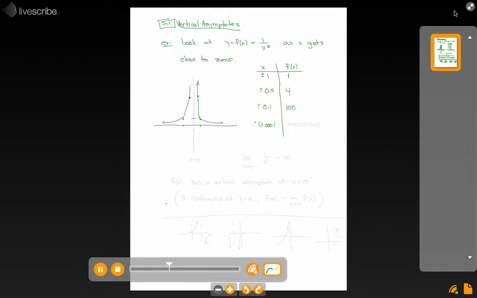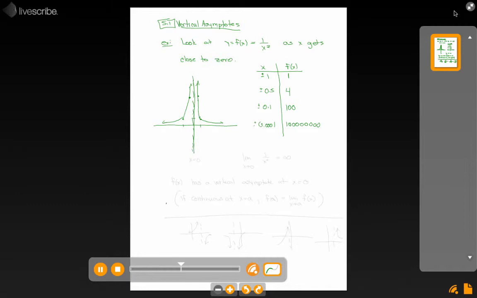I get all the way up to 100 already here. This next one has a whole bunch of zeros after it. How many zeros do I have? 1, 2, 3, 4, 5, 6, 7. Some ridiculous number, 100 million. And so what you find is that as x gets close to 0, this function approaches infinity. This graph just goes up very, very steeply on both sides of that.